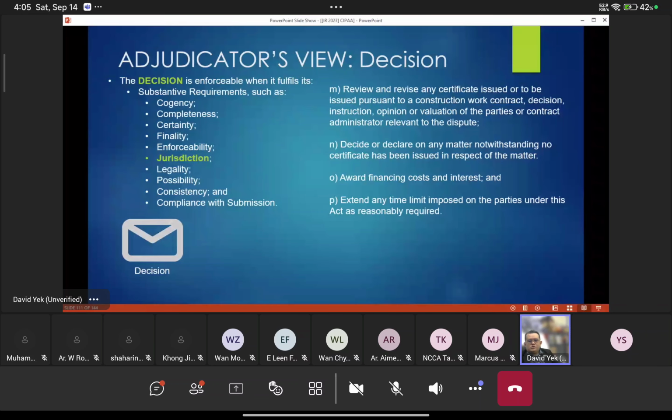Review, revise any certificate issued. Yeah, this is what you ought to be doing. Decide or declare any matter notwithstanding no certificate has been issued in respect of the matter. Award financing costs and interest. Extend any time limit. Okay.